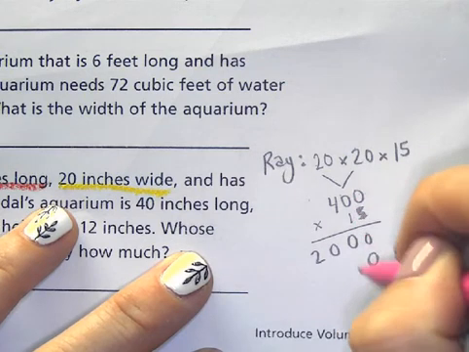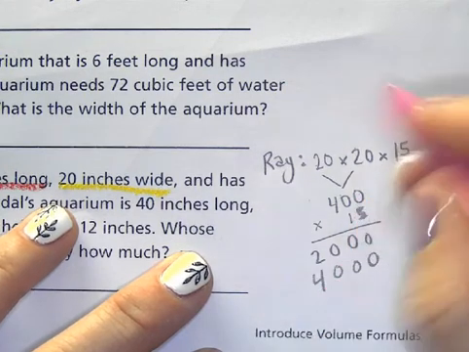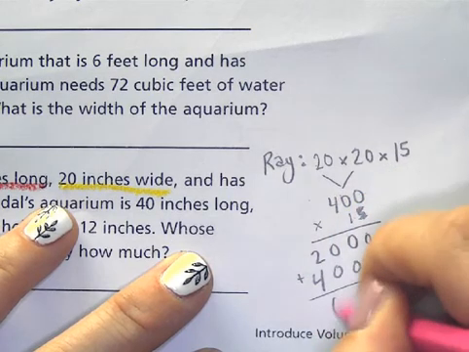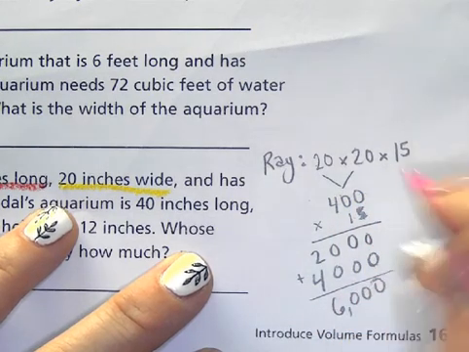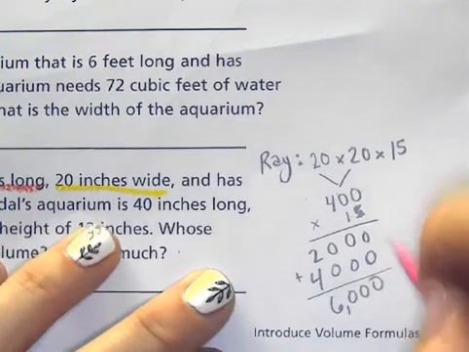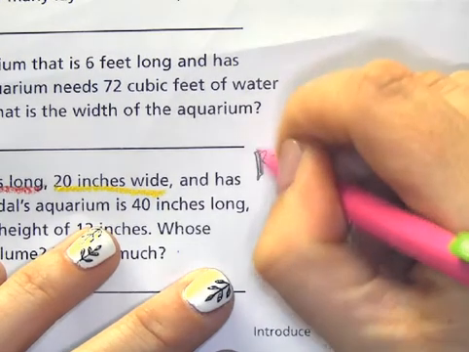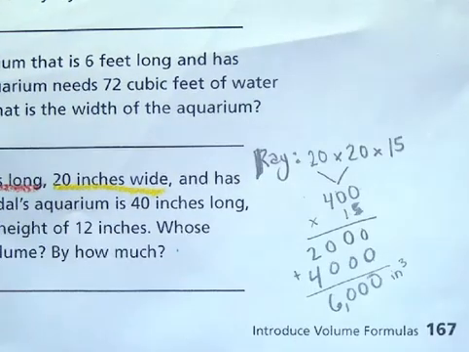So 400 times 5 was 2,000. 0, 0, 0 for place value. Done with the 5. Then it's going to be 400 times 1, which is 400. But really it was by 10, right? So anyway, it's 6,000. So Ray's volume is 6,000 inches cubed. That was Ray.